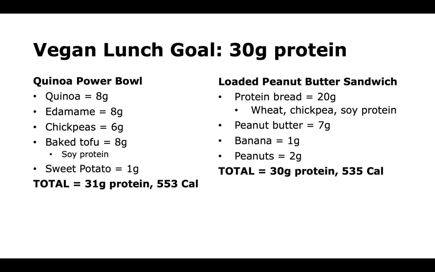And so now we have that loaded peanut butter sandwich totaling around 30 grams of protein, 535 calories, which would include some protein bread, so that's made out of wheat, chickpea, and soy, peanut butter, banana, and peanuts.